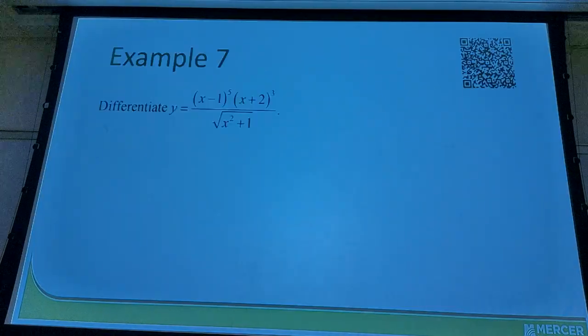Anyway, let's look at this nightmarish beast. This is the stuff of nightmares. So you look at that. What kind of function is it? Well, I mean quotient. It's a quotient, right? So you have to use quotient rule.